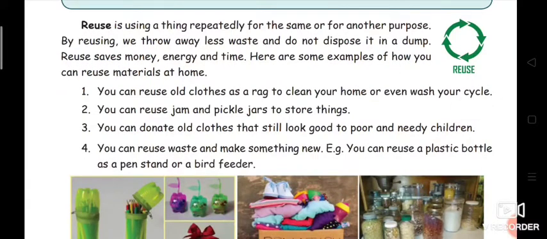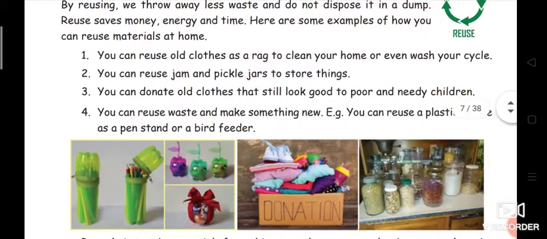You can reuse old clothes as a rag to clean your home or even wash your cycle. So if you have old clothes, no need to throw it away. Okay, you can reuse that old clothes for cleaning your things, cleaning your bicycle, for many things we can use your old clothes. Okay, second point, you can reuse jam and pickle jars to store things.